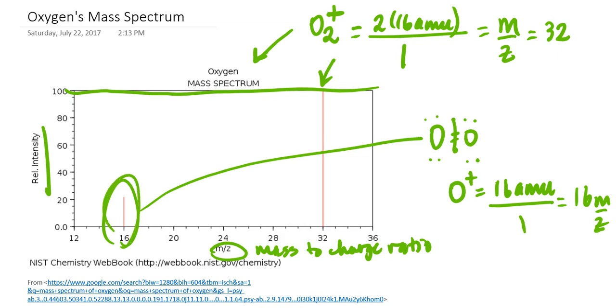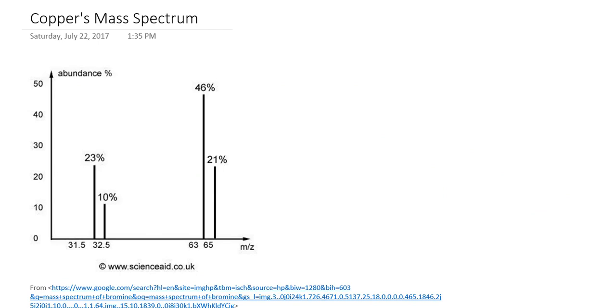And so you can see how the mass data that we get from these particles can be traced back based on principles of charge and based on what we know already in terms of determining formula masses and atomic masses, so that we can understand the spectra that we're looking at. All right, now let's take a look at the mass spectrum of another element. Let's take a look at copper's mass spectrum.